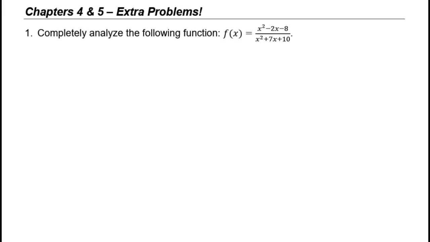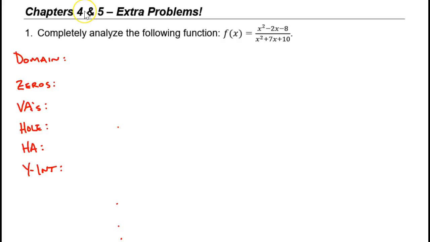I'm going to start by listing out the things that you should be looking for when analyzing a function. We should be looking at its domain, zeros, vertical asymptotes, holes, horizontal asymptotes, and y-intercepts. But first, we should really factor this rational function, because that's where our analysis starts. This function factors into a numerator of x minus 4 times the quantity x plus 2 and a denominator of x plus 5 times the quantity of x minus 2.